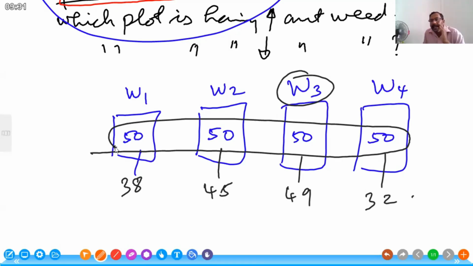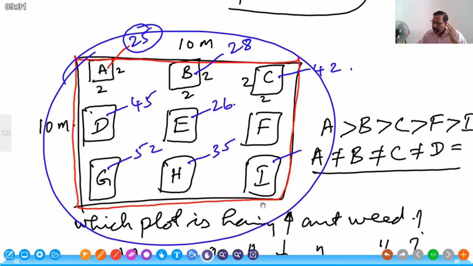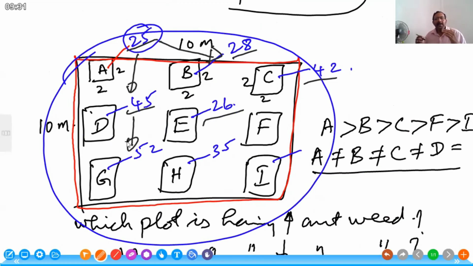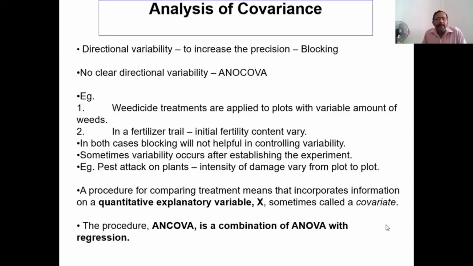So there's no directional variable or directional gradient, because there's a gradient. If there's no gradient, all the numbers will be same. But there's a gradient. From here to here, there's a gradient. Here to there, there's a gradient. Here to here, there's a gradient. But you see, the gradients are not uniform. So under that circumstance, we go for analysis of covariance, right? So this is just an introduction. I explained with the weedicide very well.